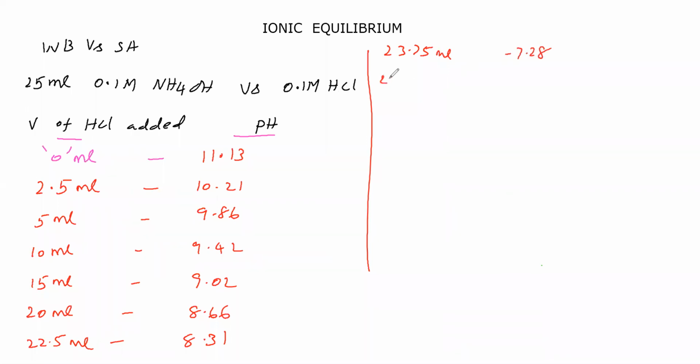Then 24.88 ml is added. Till now this much is added. The pH is 6.95. Okay. Now we are attaining 25 ml in the burette. That means in total we added 25 ml of HCl solution from the burette into the conical flask solution.